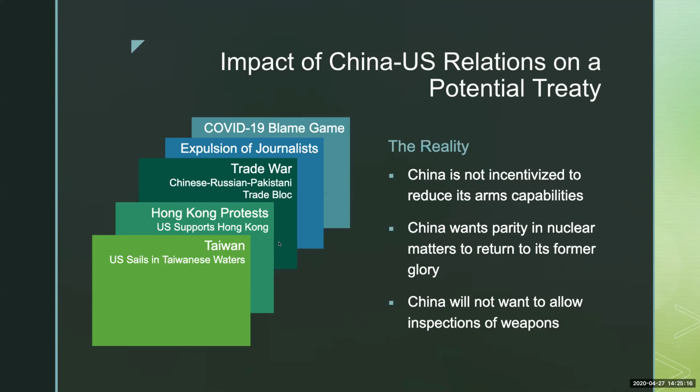And there's this whole COVID-19 blame game, which is not helping with any form of cooperation between China and the US. So China wants parity in its nuclear matters to return to the so-called former glory of its 1,000-year-old empire, and doesn't want to allow inspection of weapons. All these factors point to a very low likelihood of China wanting to participate in any arms reduction treaty. So yeah, next slide.